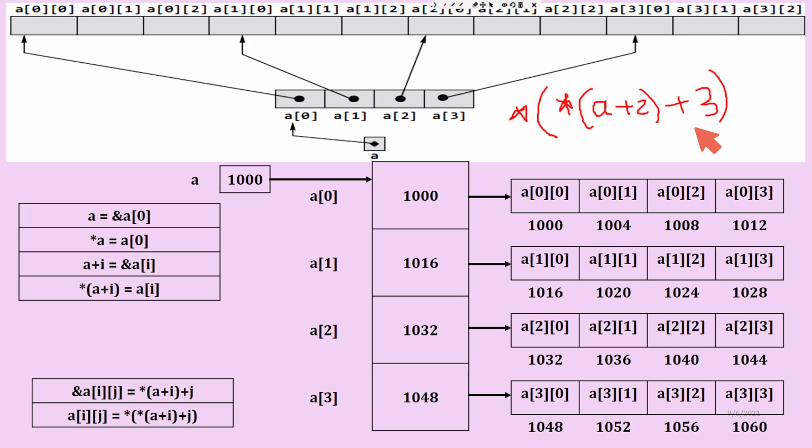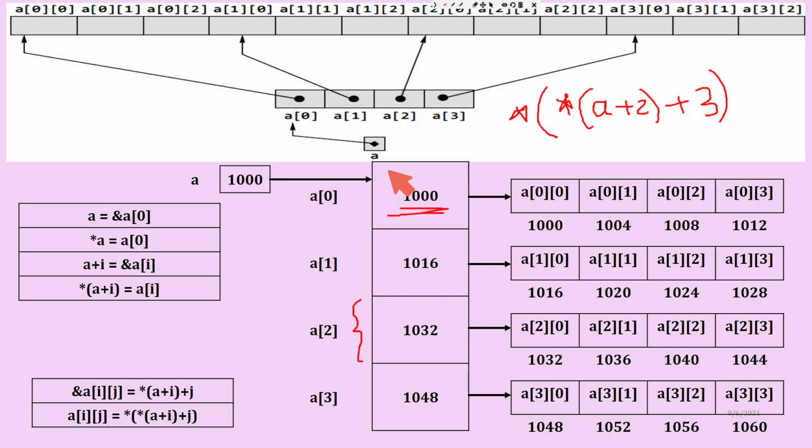Rohit PB, yes, sir. What is A here? 1000, A is 1000. What is A plus 2? 1032. Okay. Not 1032. A plus 2, we can't say it is 1032. A plus 2 actually refers to this address location. That way you have to think. Because A is 1000. Never look at this 1000. Look at this 1000. A plus 2.